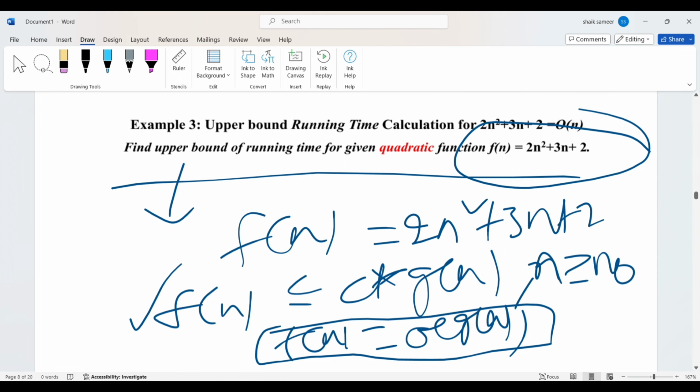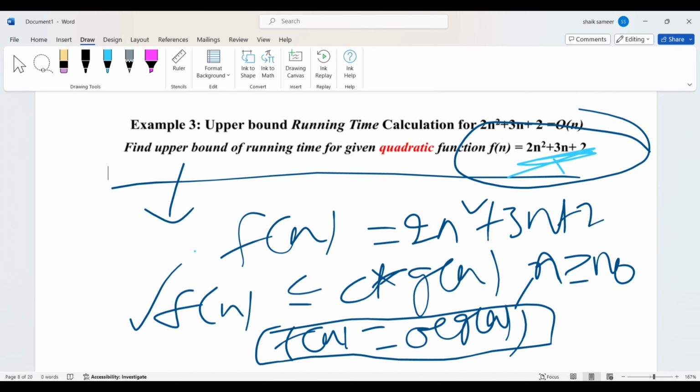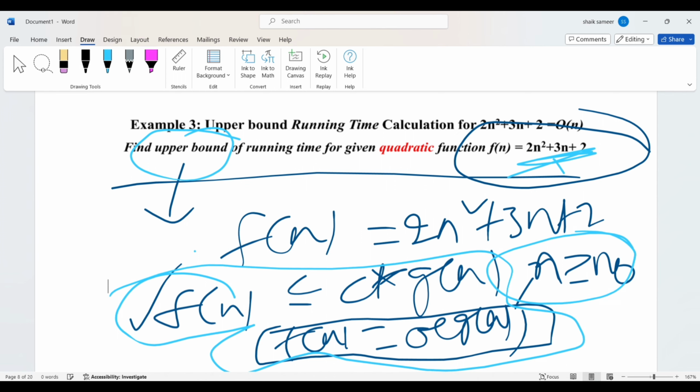Once we revise: the question is given, you have to find the upper bound runtime for this function, 2n square plus 3n plus 2. To find the upper bound, you have to recall it is the Bigoh notation. Then you have to get the two equations in your mind, that is f of n and this condition.